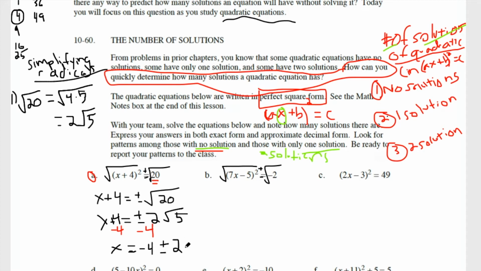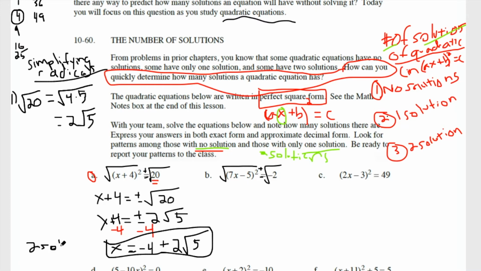So we leave this as the product 2 times root 5, plus or minus, negative 4, or the other way around. Sorry, negative 4 plus or minus 2 root 5. And that's going to be my answer. So here's my answer. We work on solving them, and it says, note how many solutions there are. There are 2 solutions to this one.